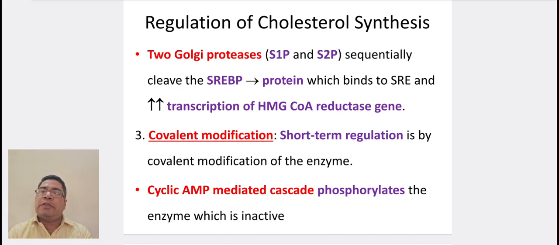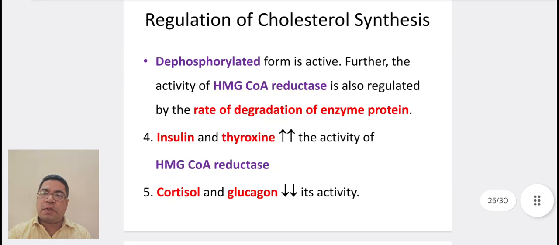Next step is covalent modification. Short-term regulation is by covalent modification of the enzyme. Cyclic AMP mediated cascade phosphorylates the enzyme, which is then inactive. The dephosphorylated form is active. Further, the activity of HMG-CoA reductase is also regulated by rate of degradation of the enzyme protein. Insulin and thyroxine increase the activity of the HMG-CoA reductase, whereas cortisol and glucagon decrease its activity.